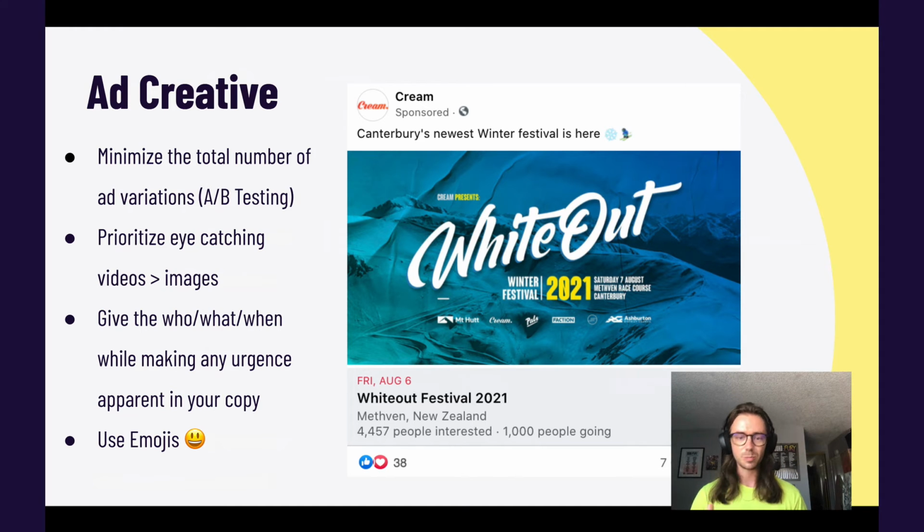So, this was a Facebook RSVP ad right here. We basically had when it's occurring, where it's occurring, the name of the event within the Facebook event itself, and the creative. So for the post text that they were using up towards the top, they really didn't need to add a significant amount of stuff.